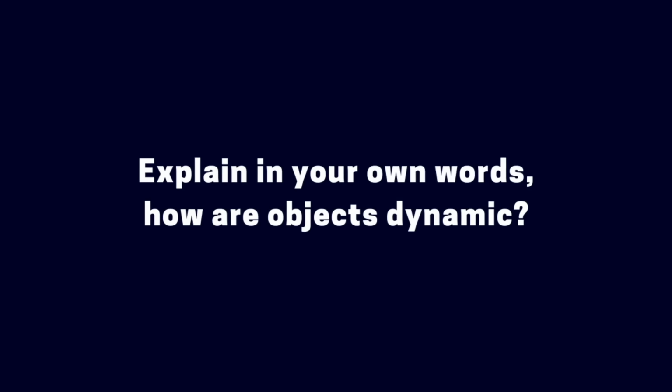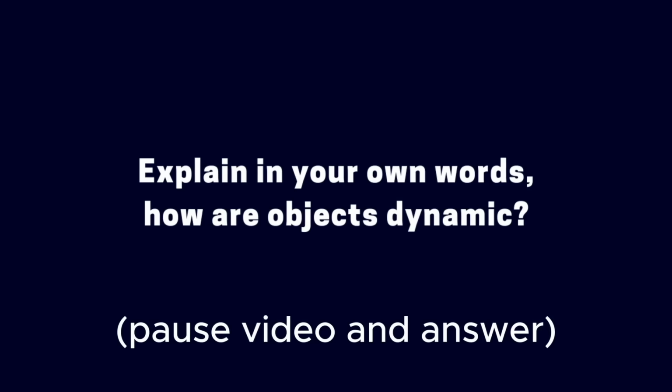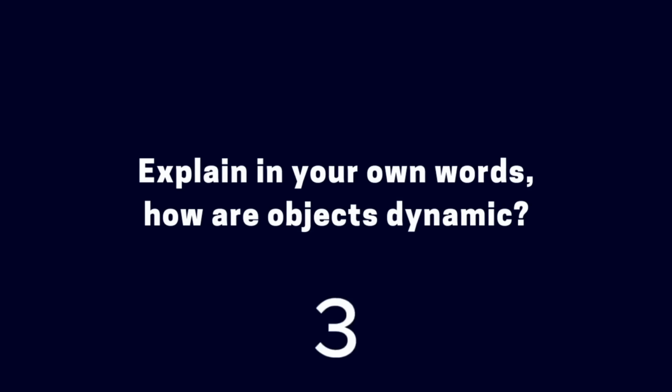Explain in your own words, how are objects dynamic? Objects in JavaScript are dynamic because you can change and mutate the properties and methods of the object after it has been initialized.